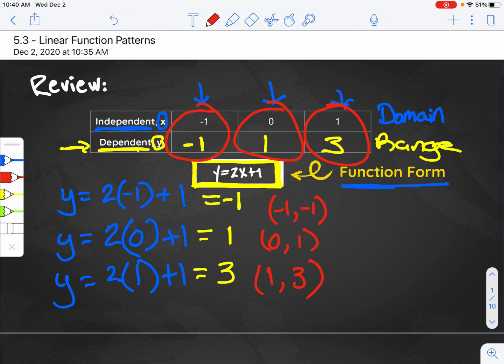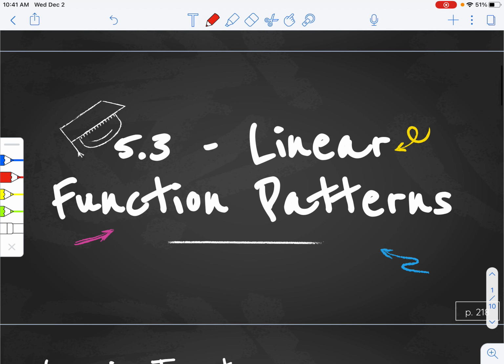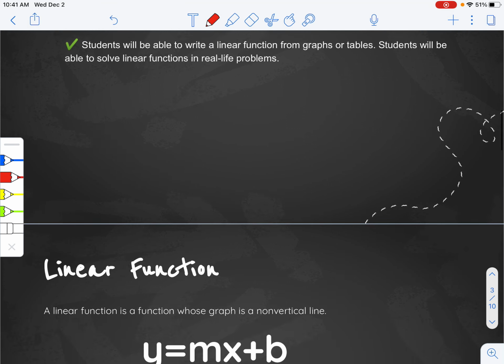So that's a very quick review of what we looked at for the most part in the first couple of lessons. And now today we are going to build off that a little bit. I know in our last lesson we talked about continuous and discrete variables, or continuous and discrete functions, and we will talk about that a little bit today, and that'll be important to have in the back of our mind. So again, today we're looking at lesson 5.3, linear function patterns.